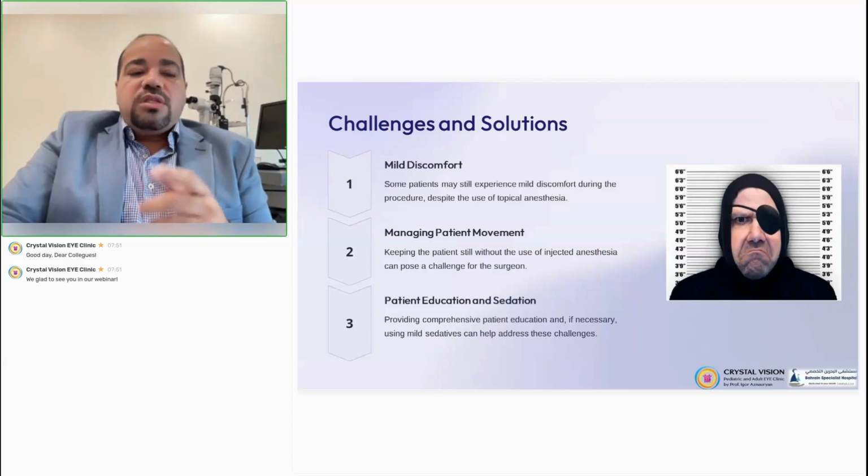Also, patient movement during the operation. Some patients might be irritable and they move during the operation, which might put the operation at risk. And also patient education: they must be educated well before the operation about our steps and what we should do during the operation, and they must commit to our instructions and try to keep their position.